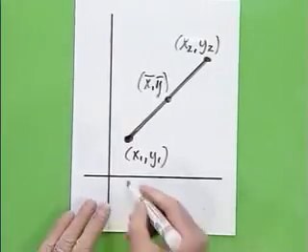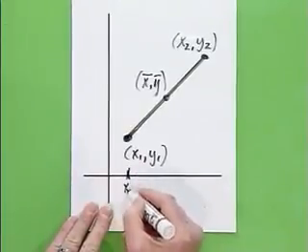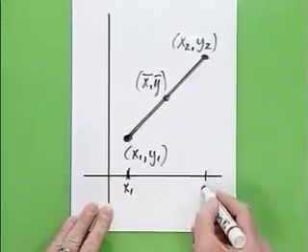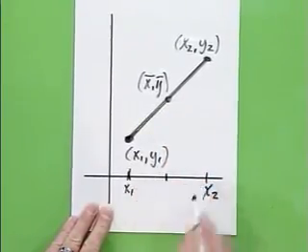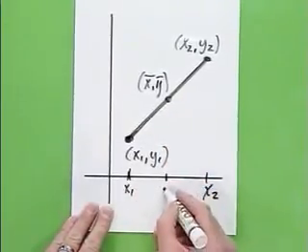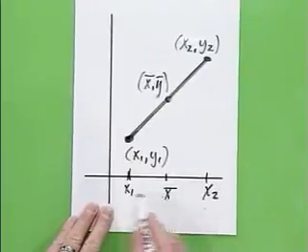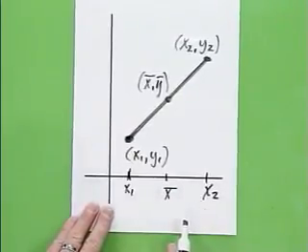So what I'm going to do is come down to the x-axis, x1, like we did before, and this is x2. And the midpoint should be halfway between these two. That would be x bar. So the way you find a number halfway between two numbers is you add them together and divide by 2.